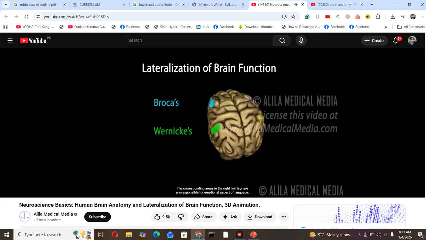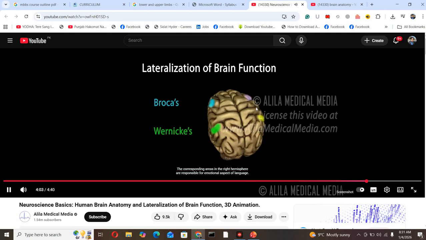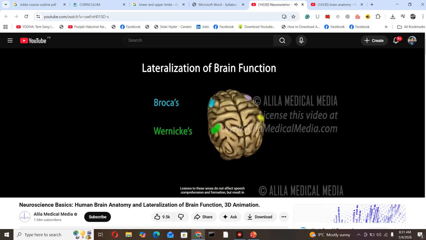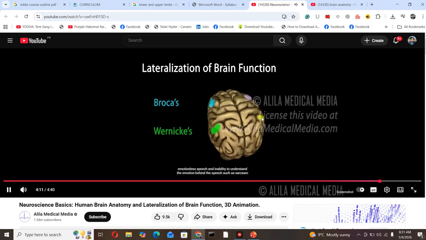The corresponding areas in the right hemisphere are responsible for emotional aspects of language. Lesions to these areas do not affect speech comprehension and formation, but result in emotionless speech and inability to understand the emotion behind the speech, such as sarcasm or a joke.